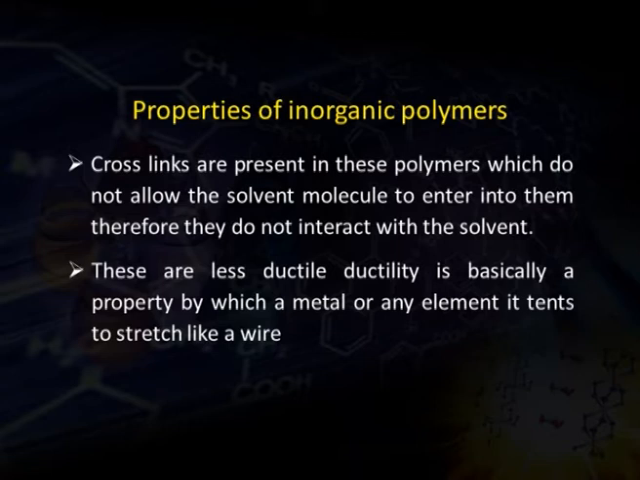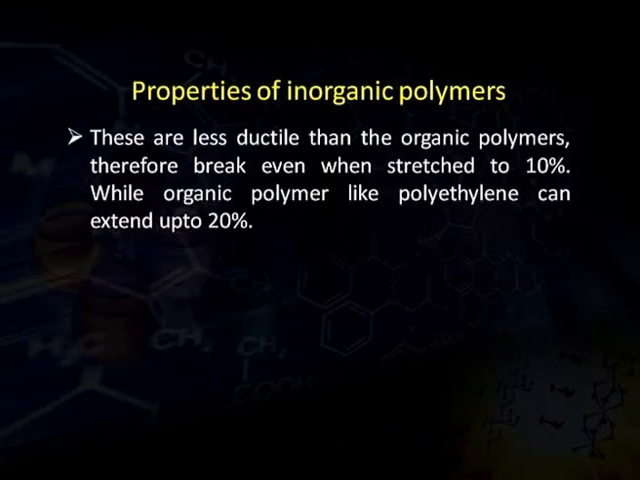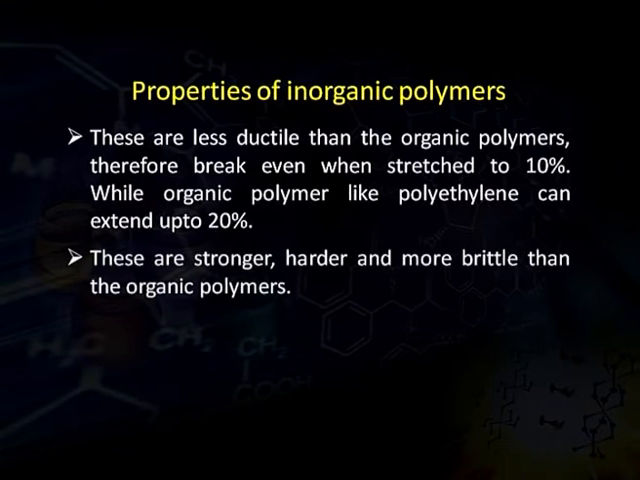Ductility is basically a property by which a metal or any element tends to stretch like a wire. So, these inorganic polymers are not very ductile, they are less ductile than organic polymers. Therefore, they break even when stretched to 10%, while an organic polymer like polyethylene can extend up to 20%. These are stronger, harder and more brittle than the organic polymer.